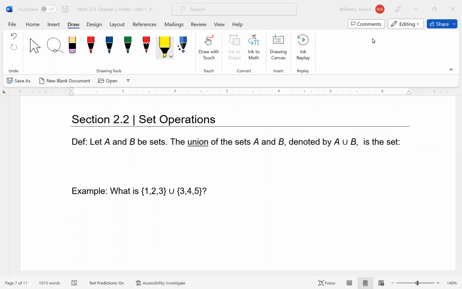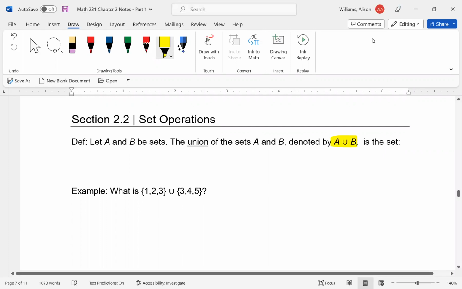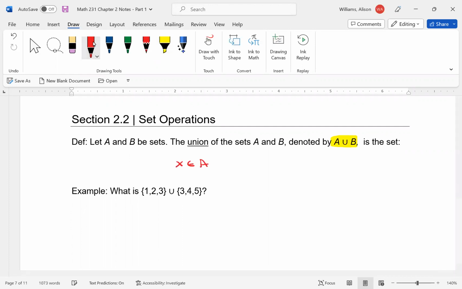So the union is the idea that we're bringing the two sets together. So we denote it with the union notation here, the A union B. And what that means is that X can be an element of A or X can be an element of B. So here, let me write that with the set builder notation. That's how that set would look. That is A union B. So it could be an element of either one of them. Basically, we're putting the two sets together.